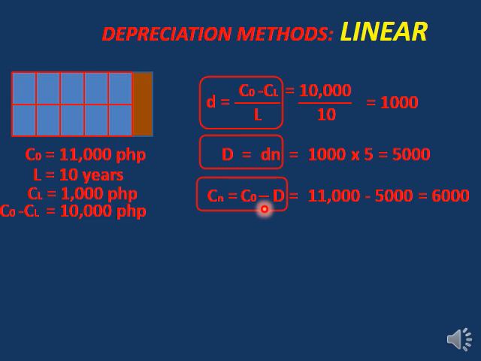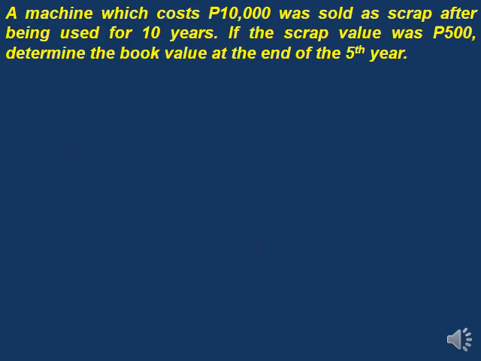Okay, let's try this problem. A machine which costs 10,000 was sold as scrapped after being used for 10 years. If the scrap value was 500, determine the book value at the end of the 5th year. Okay, we're going to determine the book value at the end of the 5th year. But first, we need to determine the rate of depreciation.